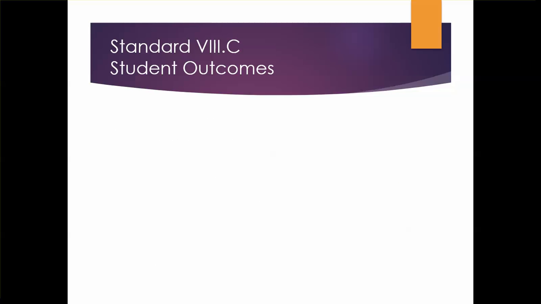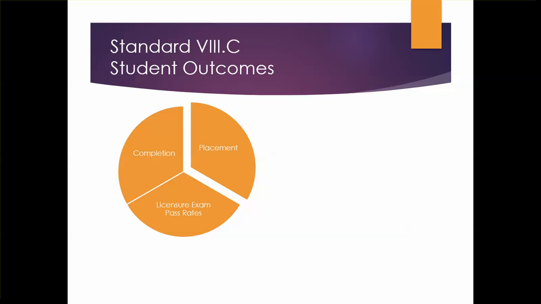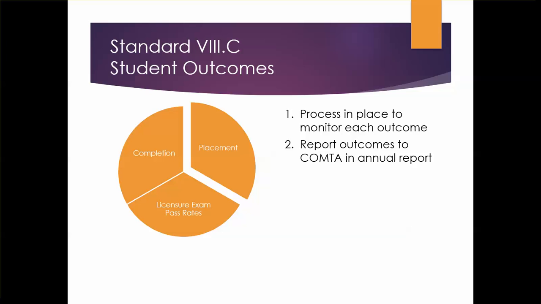Student outcomes. This is replacing the old CPL charts, but it is still there, it is still important. So there's 3 parts that we're now going to be looking at: placement, completion, and instead of licensure rates, we're now going to look at licensure exam pass rates. So every program must have a process in place to monitor each of these outcomes. And then your outcomes must be reported to COMTA in your annual report each year.